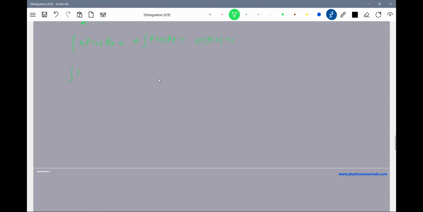Similarly, the integral of f of x plus g of x into dx. Separately, you integrate this, so we can break it up: the integral of f of x dx plus the integral of g of x dx. I think this is really going to help us a lot. Then we will take various equations that we know.